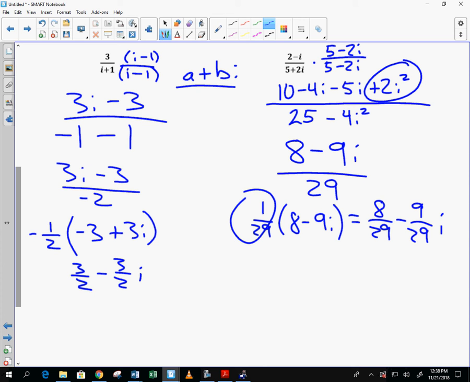Now, here's the deal, though, Logan. This is the way I always think of it. I think of just dividing each part by 29. That's how I always think of it, but it seemed like a lot of people wanted to think of it the other way instead. Sometimes I know people think of problems differently.